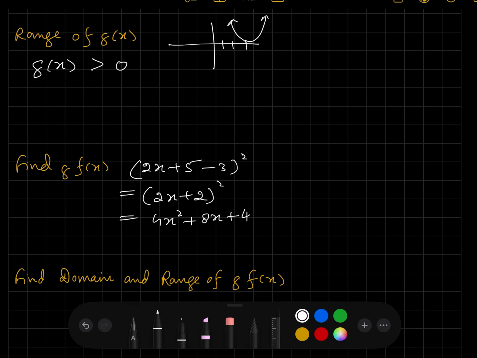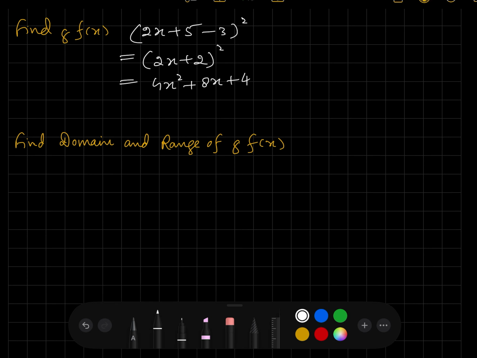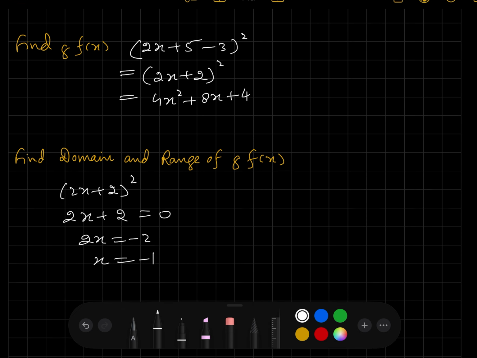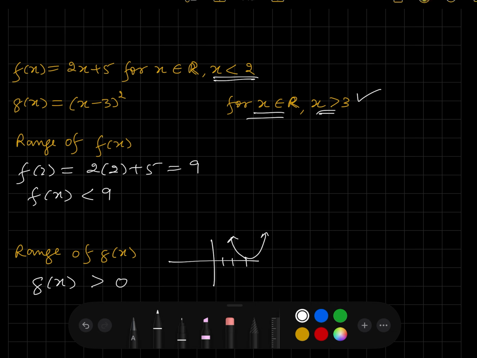Now what we have to find out is the domain and range of this function g of f(x). So to find out the domain and range of g of f(x), for the domain, let me write the function (2x plus 2) whole square. So 2x plus 2 equal to 0 for domain. So I will get 2x is negative 2, so x is negative 1, right? It means that my domain would be always greater than negative 1, and the upper limit would be, my values can't be greater than, like, would be always greater than 3 here.